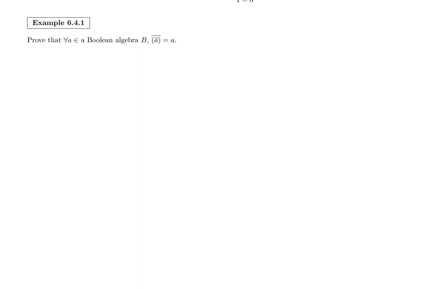So let's write out our statement. Our statement here is simply restating what we were just asked to prove: that for all A in a Boolean algebra B, A's complemented is A. And what would a proof using Boolean algebra look like? Well, it's going to be a bit of a mixture between a set proof or a direct proof and one of our algebraic proofs, because honestly, Boolean algebra is pretty algebraic.